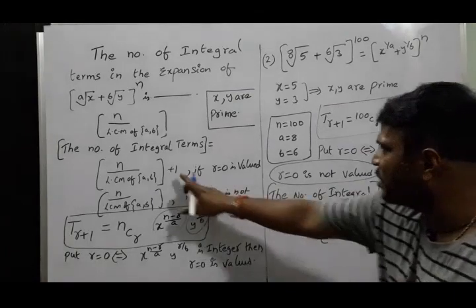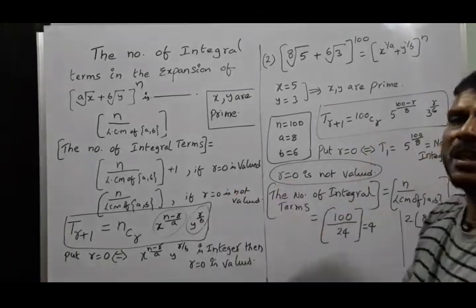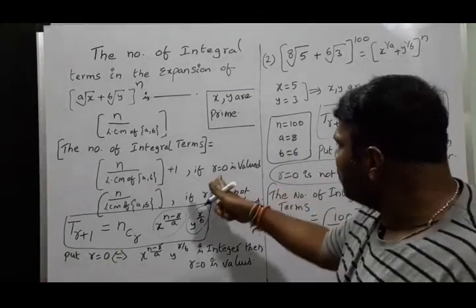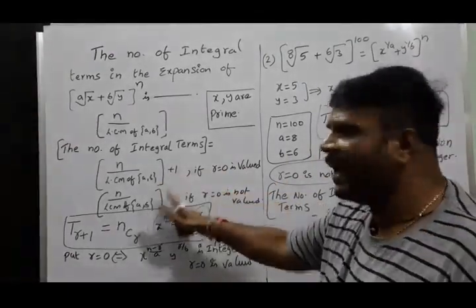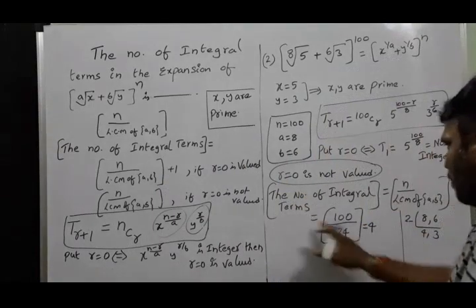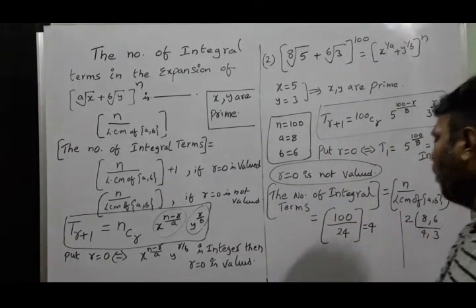Here don't take plus 1 because r is equal to 0 is not valid. Whenever r is equal to 0 is valid, you have to add 1. Otherwise don't add 1. Okay. So here the number of integral terms is 4.